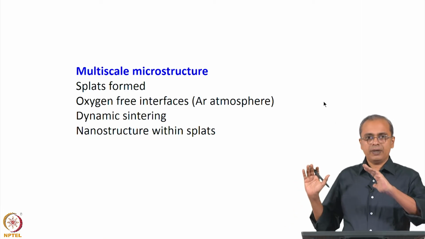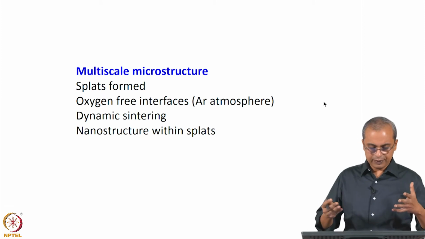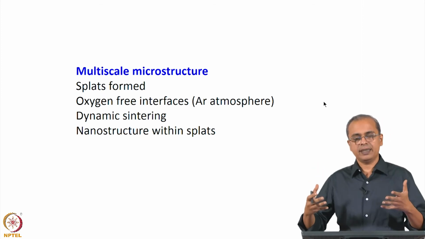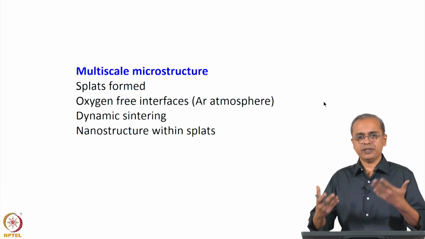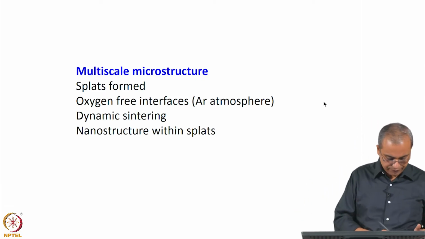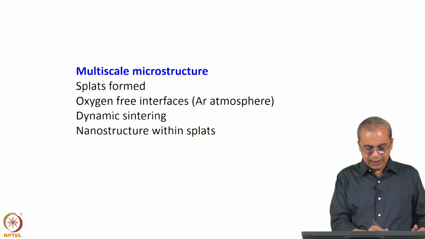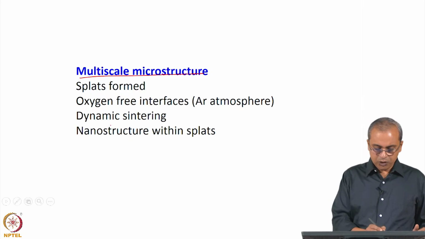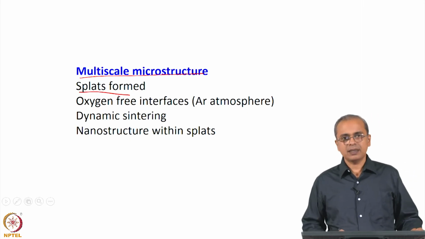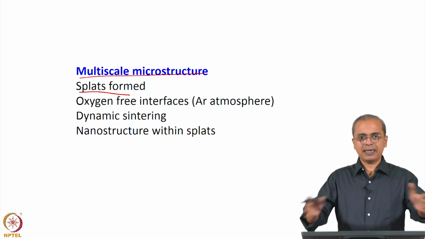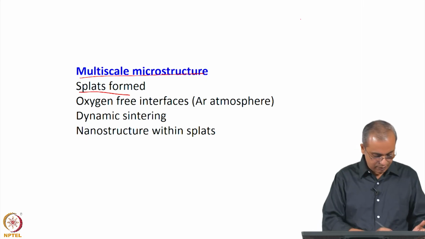Now, this technique is very interesting because the microstructure that you create in the sample has a multi-scale aspect to it, and so we would like to see what this multi-scale microstructure is. We say multi-scale because first there is something called a splat that is formed. A splat just conveys the idea that something splattered, and that is really what is happening. You are taking a particle.